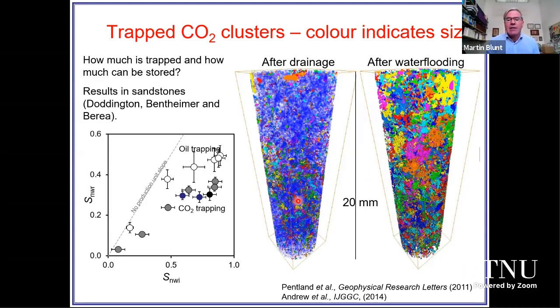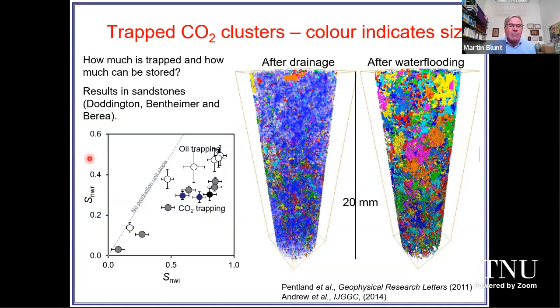So here is an experiment where we've injected CO2 into the rock. The blue shows the CO2 that's connected, so that CO2 can continue to flow. So that seems like bad news. But as it flows, it's displaced by water. And what's shown here are the discrete ganglia of carbon dioxide. And here we're seeing about a third of the pore space contains this trapped CO2.